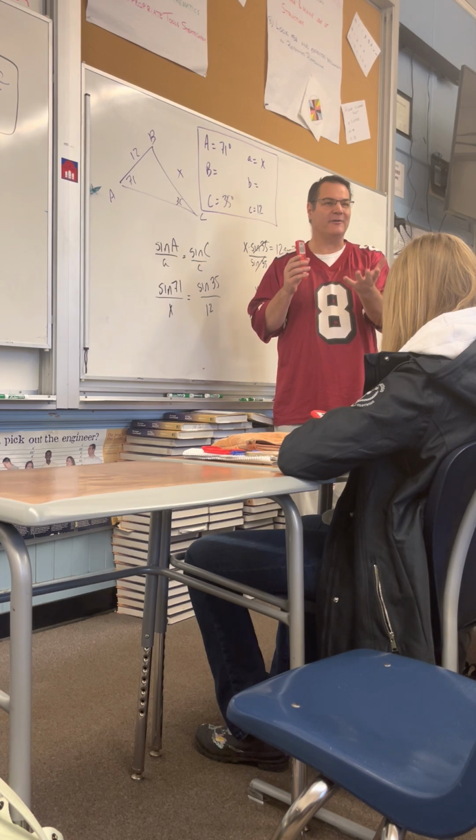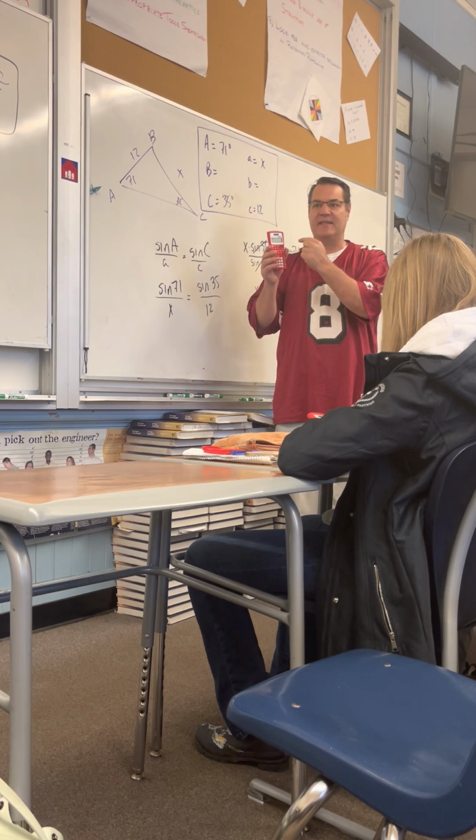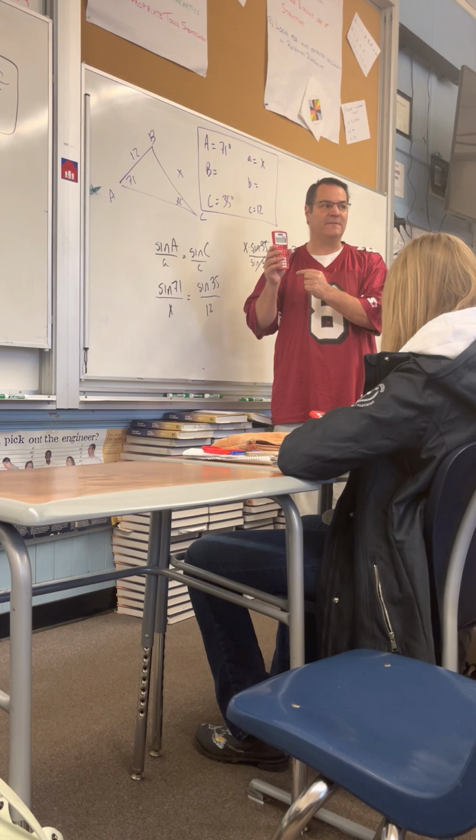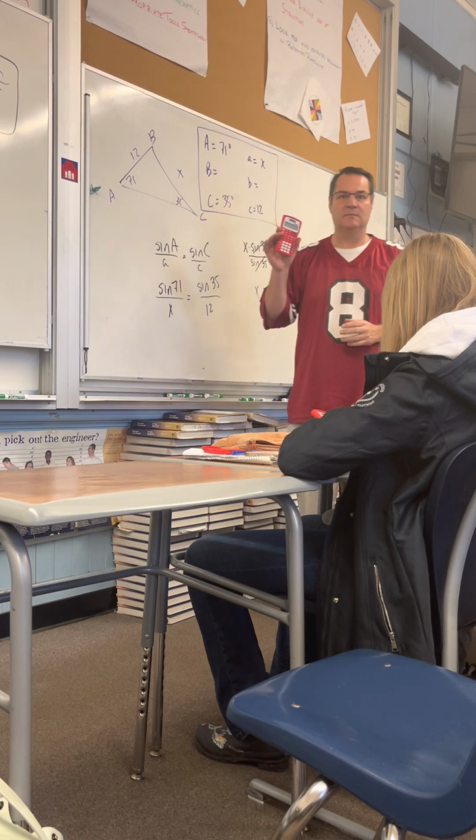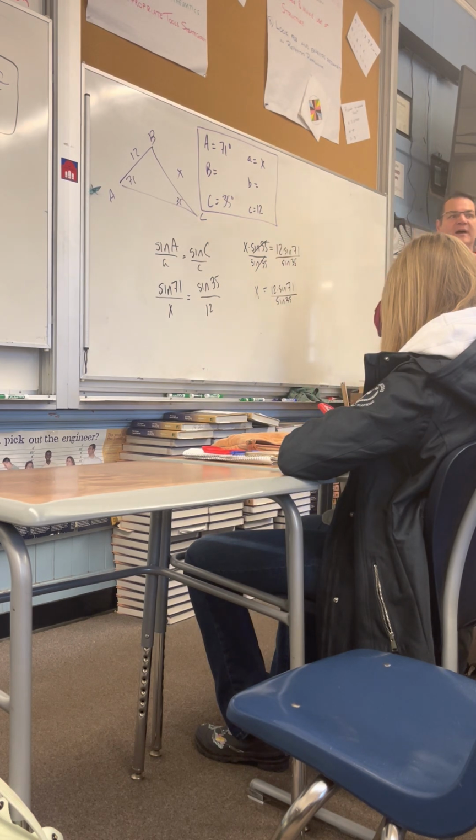Remember how your phones are opposite? Instead of doing sine, then 30, enter, on your phones, you do 30, sine. So doing sine of 30 helps you remember what kind of calculator you're working with. All right, so let's see. 12 times sine of 71 divided by sine of 35.